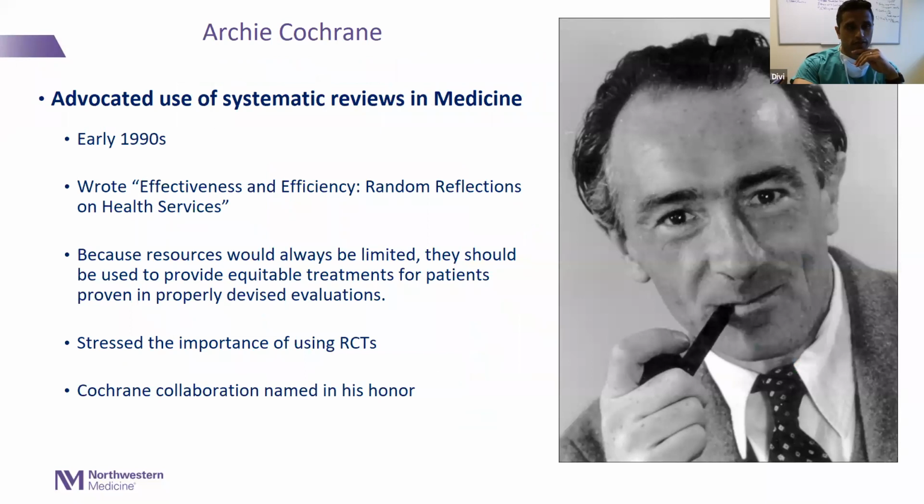Like I said, he wrote this book, Effectiveness, Efficiency, Random Reflections on Health Services. And one thing he noted was that because resources will always be limited, they should be used to provide equitable treatments for patients in properly devised evaluations. And then he stressed the importance of randomized control trials to really get at the truth of a treatment. And as we know, this Cochrane collaboration is named in his honor.